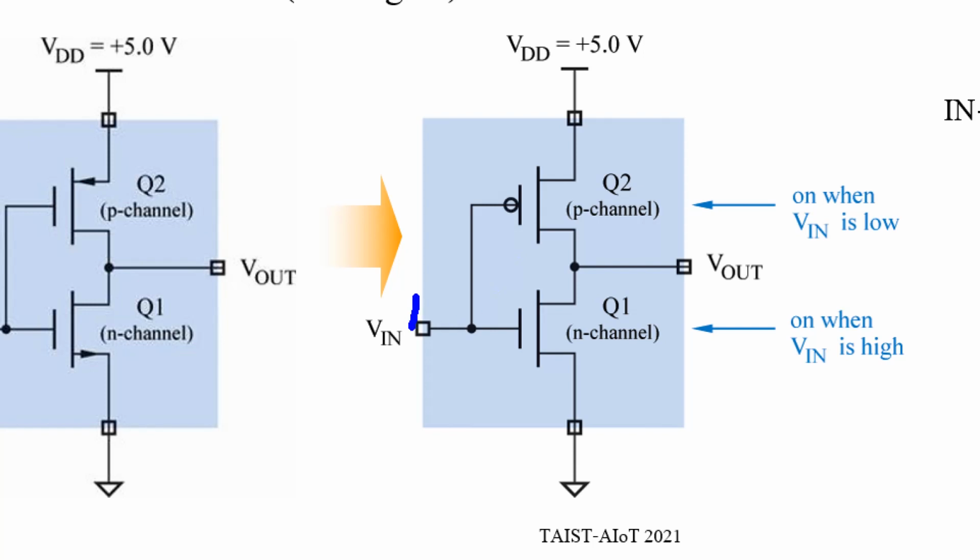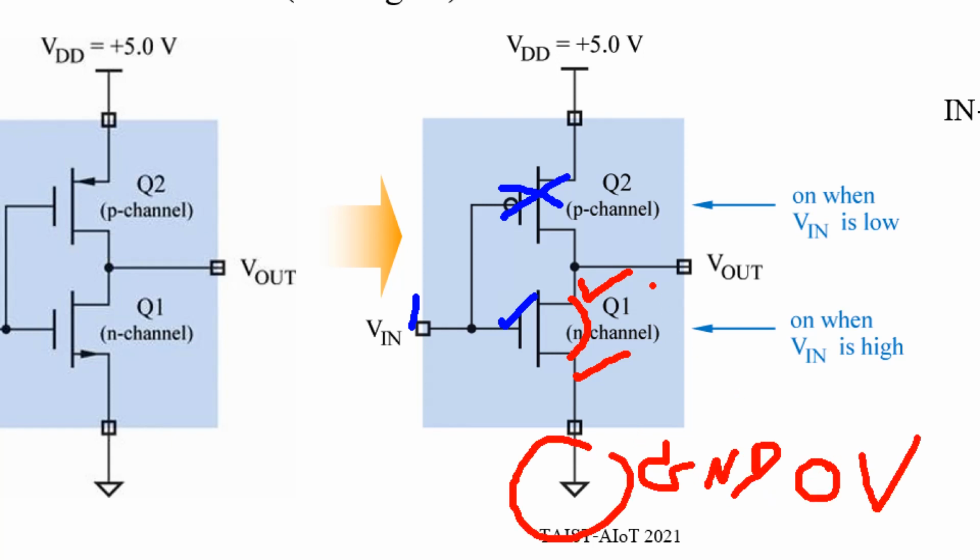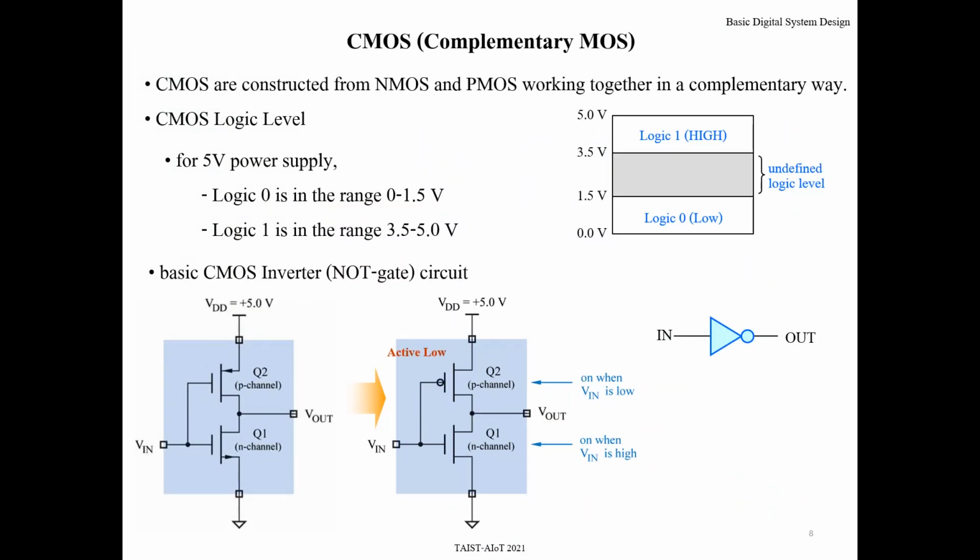But if you apply 1 here, this active low one is then not active, or turned off. This one is active high. That means this transistor turns on. This point and this point become the same potential. And because this point connects to ground, it becomes 0 volt at the output. Okay, this is the inverter, or NOT gate circuit, using CMOS.